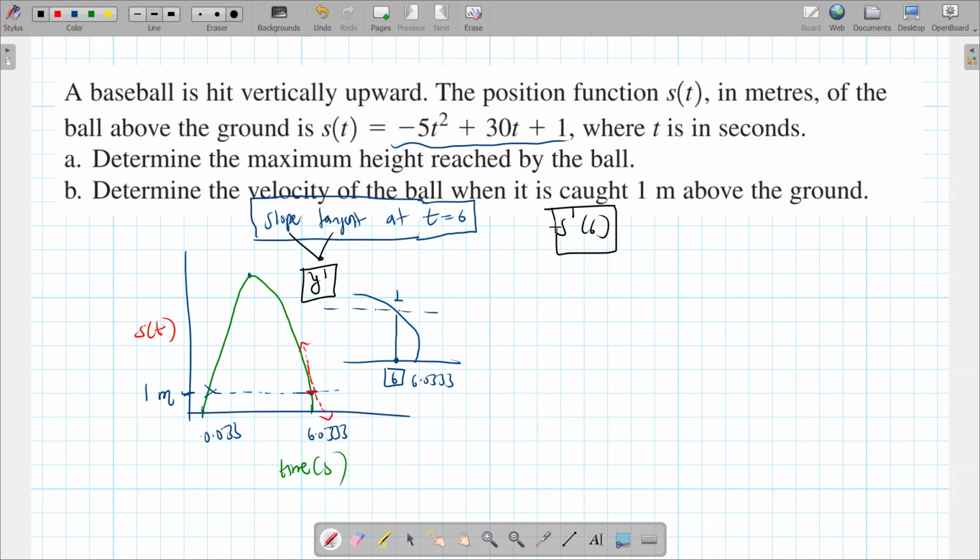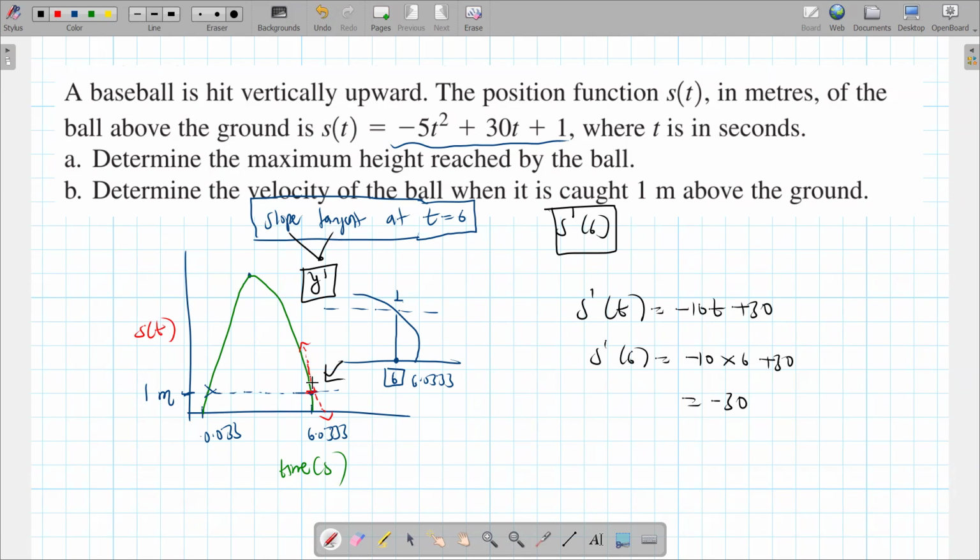We can make a prediction. Is the velocity going to be positive or negative? Look at this tangent line. Will it have a positive slope or a negative slope? Negative. So let's find it. S prime of t would be the derivative of this, so that's negative 10t plus 30. S prime of 6 would be negative 10 times 6 plus 30, so it's negative 30.